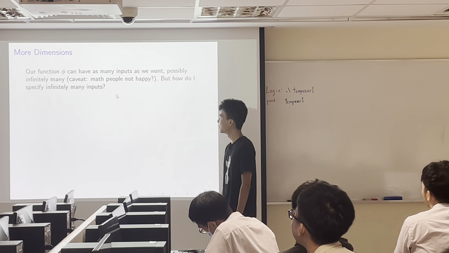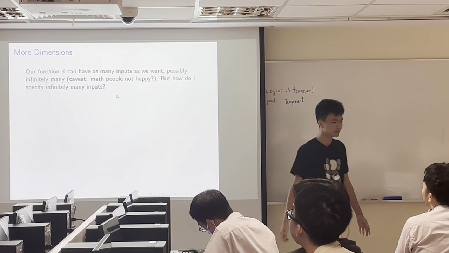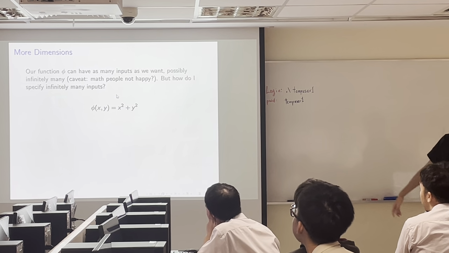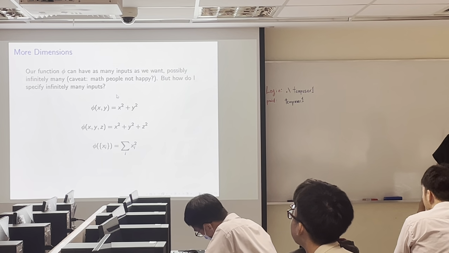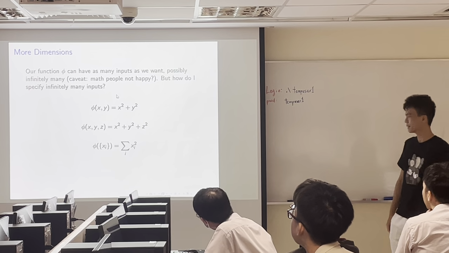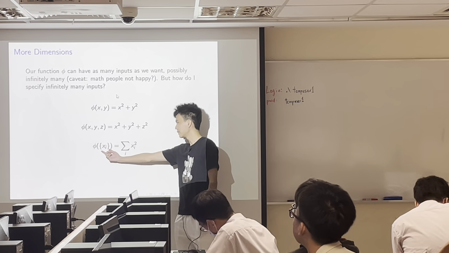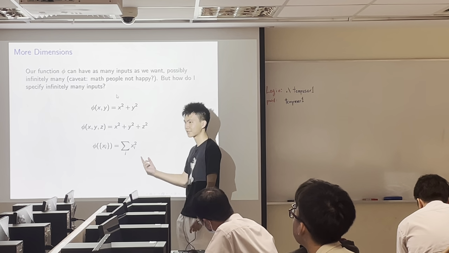So far we deal with two dimensions, but our function can take many more dimensions, right? In 3D, 4D, and so on. So 2D, for example, I define a scalar field that is in this form. 3D, I can define something like that. In n dimensions, if I have a finite number of dimensions, I can denote it like that, a set of all variables. And then I can say, oh, sum over all the xi squared, right?